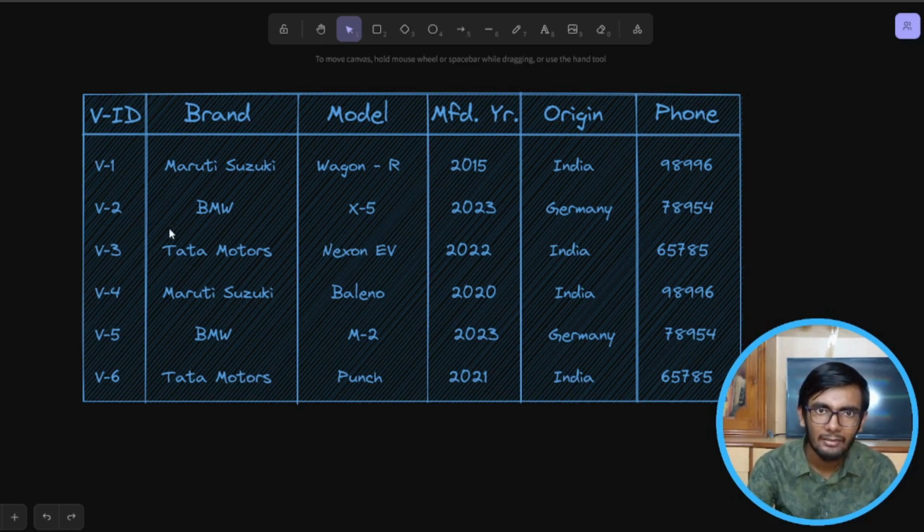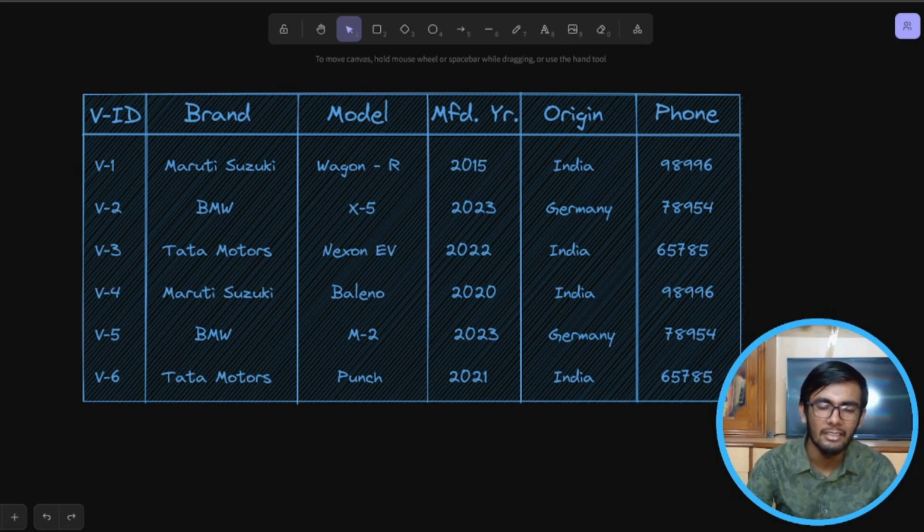Now, if we look at the first record, this is a Maruti Suzuki Wagon-R. We can see that the origin country is India and the phone number is so and so. But again, in V4, we see that the same origin country and phone number is repeated. Similarly, in V2, the same details are repeated multiple times. This repetition of data is called data redundancy. Now, this repetition is not good for our database because it is occupying unnecessary space.